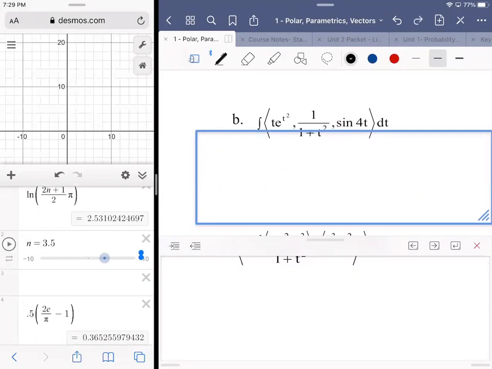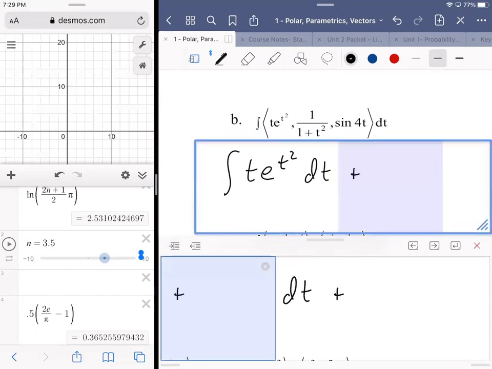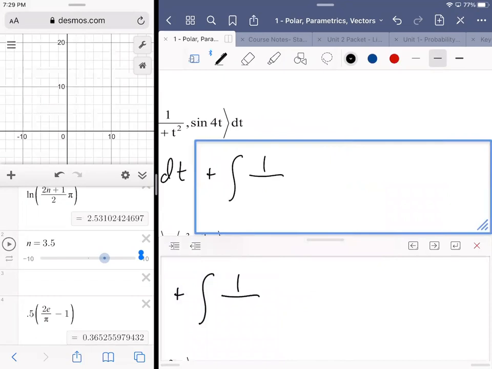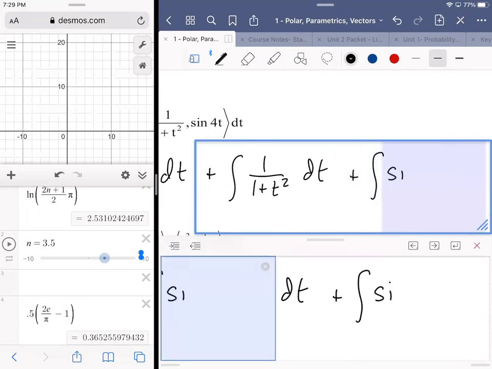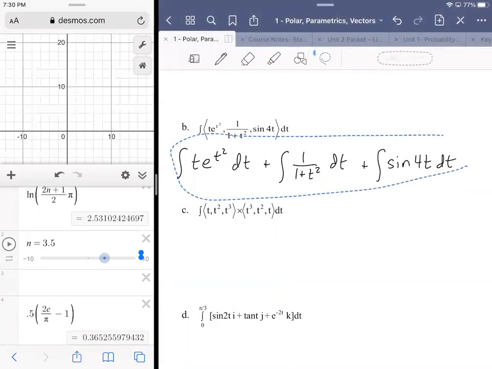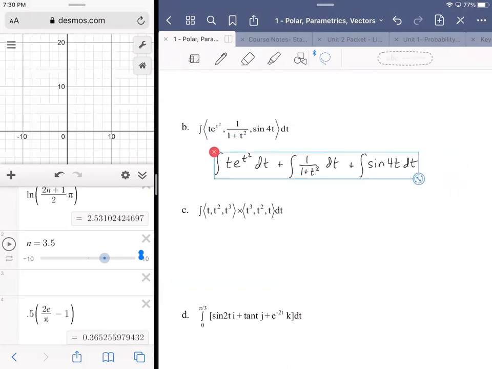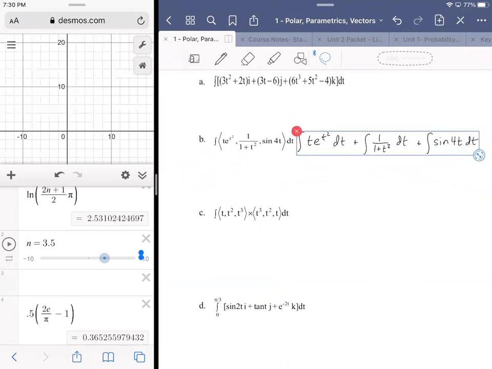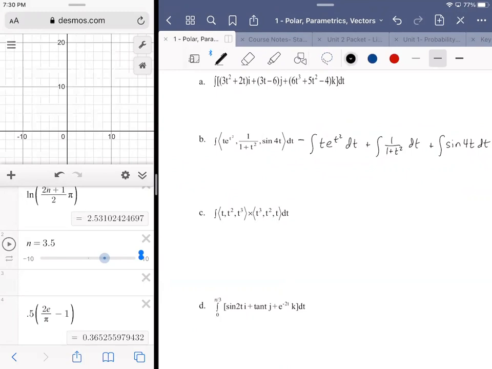So I'll use this one. T e to the t squared dt plus 1 over 1 plus t squared dt plus sine of 4t dt. All right, so that's really in effect what we're finding. We're looking for the antiderivative of each part, which is as easy or as difficult as each part presents itself as.